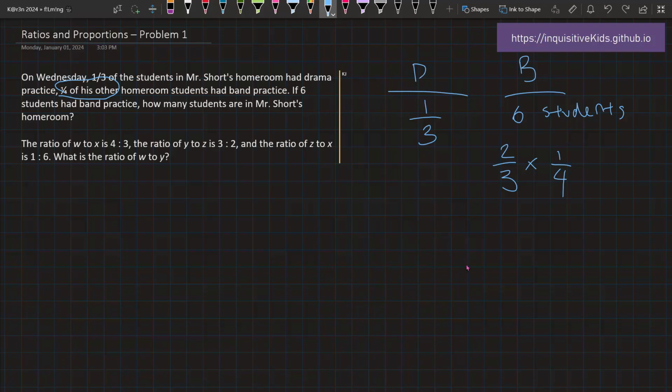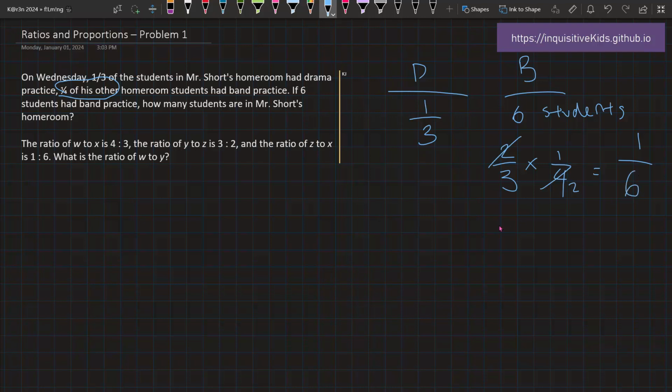For example, we don't know the total number of students in his homeroom. But here, we are already assuming that he has a whole number of students in his homeroom, and this 1/3 does not represent 1/3 of a student, because first of all, that would be crazy, and second of all, that just doesn't make sense. Instead, what these fractions are representing is what fraction of the total amount of students it takes up. Now that we have already covered that, let's figure out this expression. And this gives us 1/6.